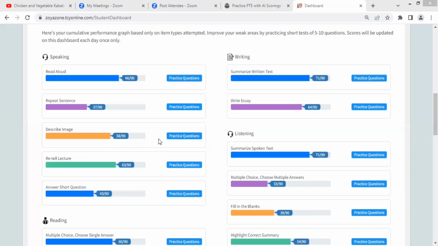With a proper pronunciation, you will have score. With a proper understanding, you will have score. With a proper idea, you will have score. With a proper sense, you will have score. So next question, we'll move toward repeat sentence.